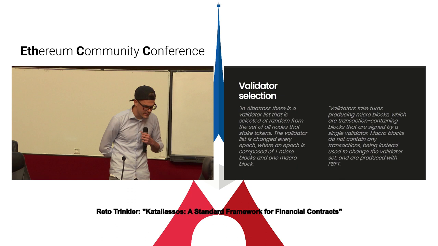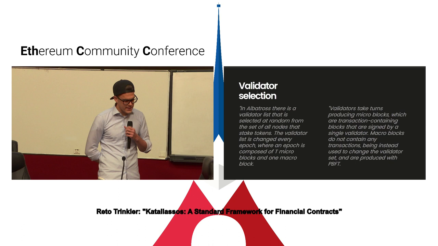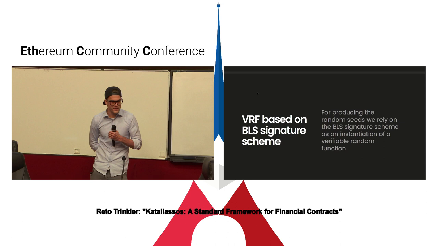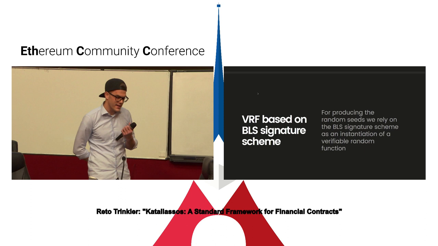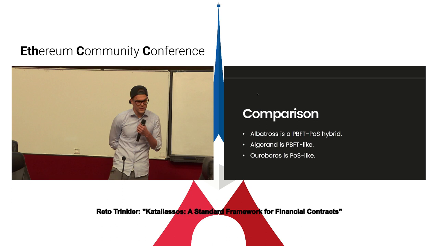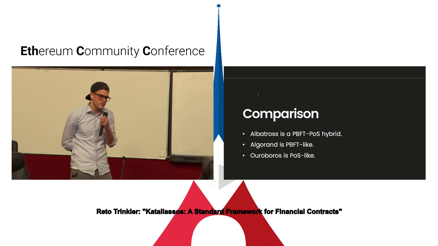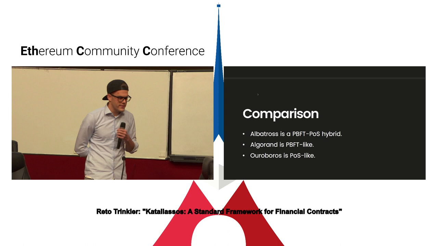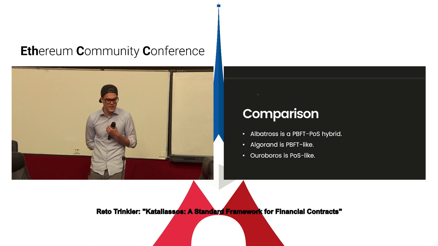As mentioned, validator selection is done with a verifiable random function based on BLS signature, which I guess is very elegant. Now a short comparison. Albatross is a PBFT and POS hybrid. It's compared to two known consensus algorithms, Algorand and Ouroboros. Algorand is more PBFT-like and Ouroboros is more POS-like.